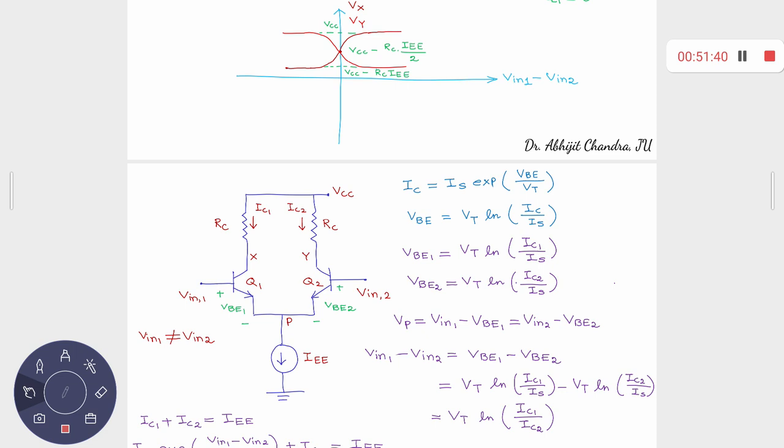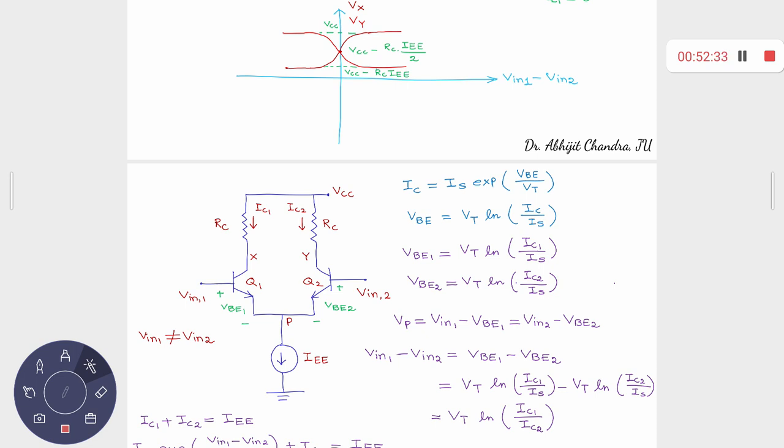So, for a transistor, you know that IC, the collector current, is given by IS e to the power VBE upon VT, minus 1. From this expression, you can represent this VBE as VT ln IC upon IS, taking logarithm both sides. What is VT? Thermal voltage kT upon q, 25 millivolt. So for transistor Q1, I can write VB1 as VT ln IC1 by IS. For transistor Q2, I can write VB2 as VT ln IC2 by IS.